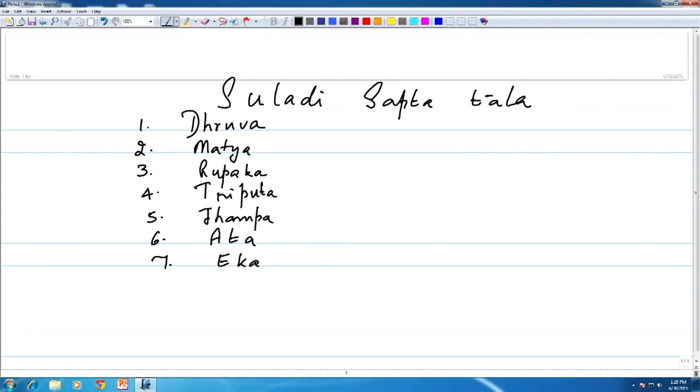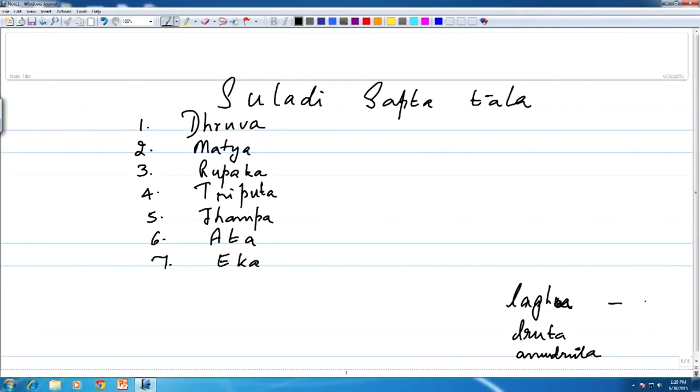And we just saw that the three angas or three parts of a tala are laghu, druta and anudruta. And these seven are a combination of this laghu, druta and anudruta. Now laghu is usually indicated with a symbol as 1, druta is 0 and anudruta is this.